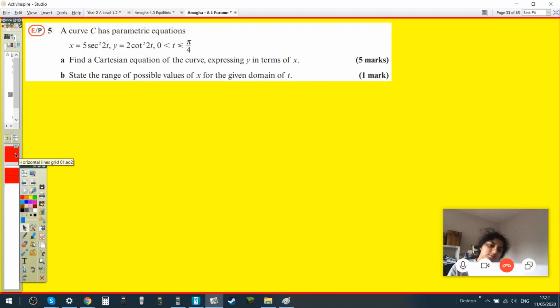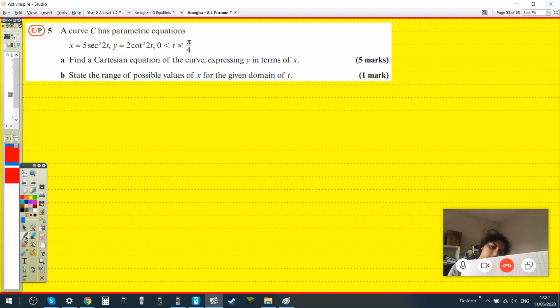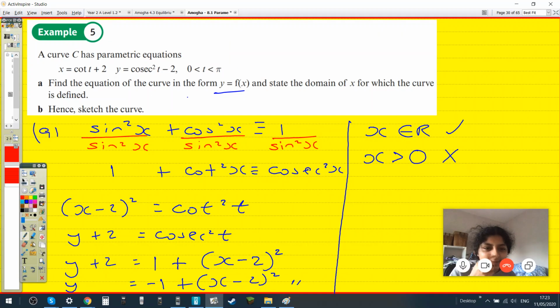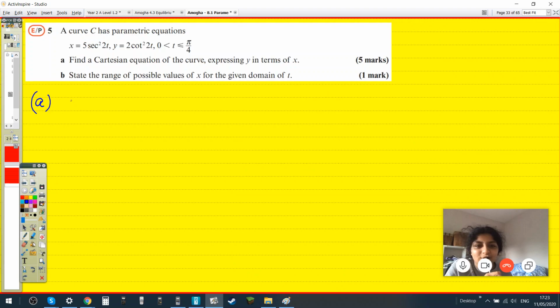Okay, sec squared 2t. Wow, it's getting real. Let's try this. Is there an identity between those two? I'm not sure if there is. Cot and sec. Do you square them? Because the trig identities are all squared. What was our thing again? 1 plus cot squared x equals cosec squared x. Not helpful.